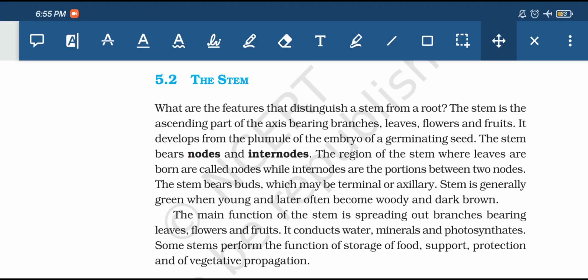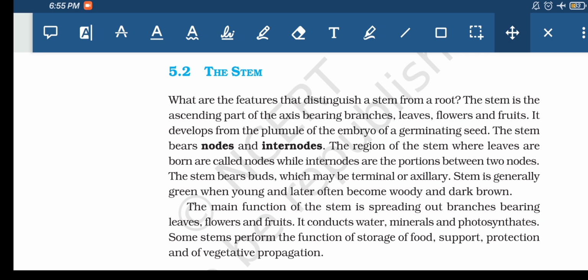Welcome to the new video. So today I'm going to start the second topic, that is the stem. Last class I had completed root, modifications of root and regions of root. In this video I'm going to complete stem and modifications of stem.